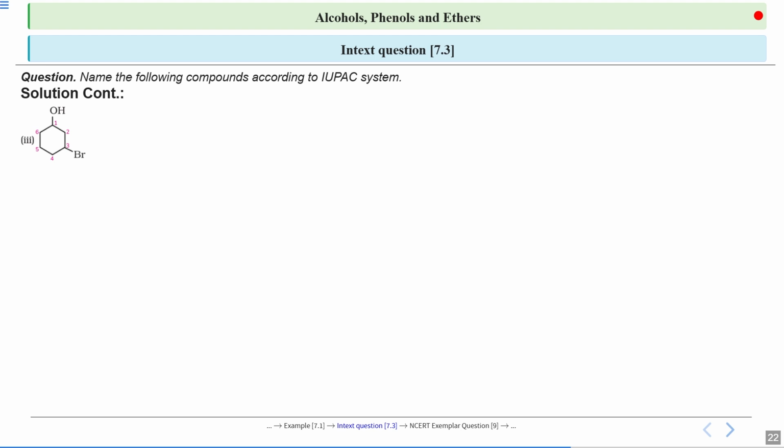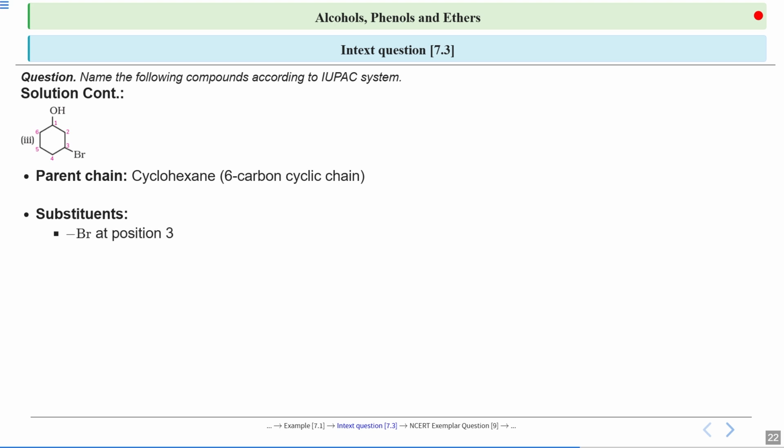Then for our third compound, this is a cyclohexane attached to OH, cyclohexanol, and also attached to bromine. We have done the numbering, with the lowest possible number given to the carbon containing the OH group. So the parent chain is cyclohexane, a 6-carbon cyclic chain. The substituent is bromine, which is present at the third position, and the OH group is present at the first position of the parent chain. So the IUPAC name will be 3-bromocyclohexanol.